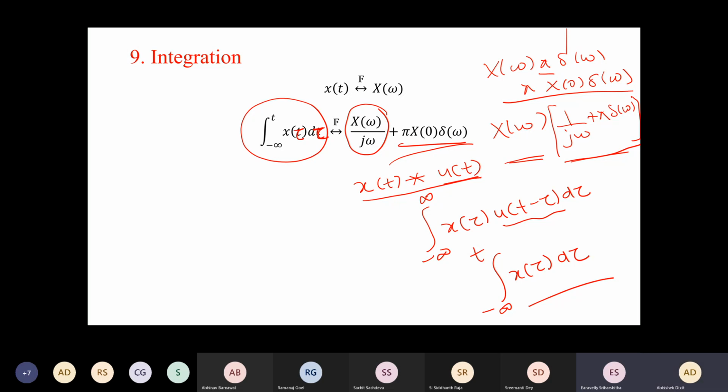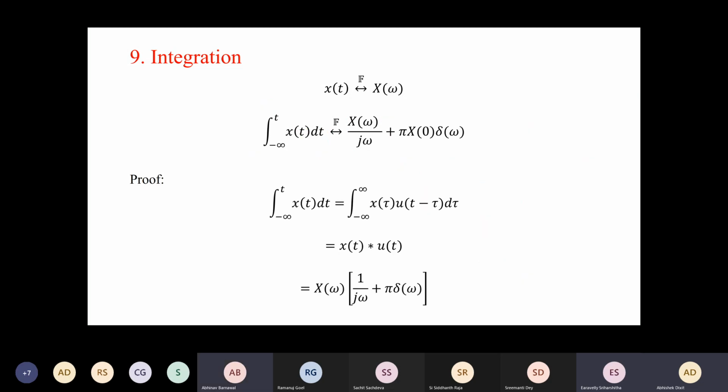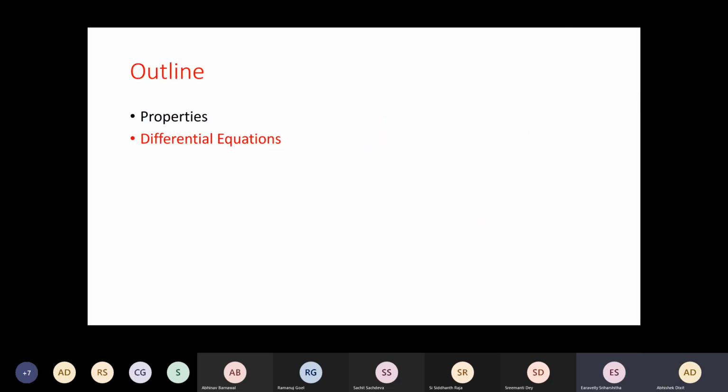Okay, so we have finished with the properties of Fourier transforms. But the story doesn't end here. You have to give me 5 minutes more because I want to touch upon another important topic, which is differential equations. Just 5 minutes. I won't take much time.